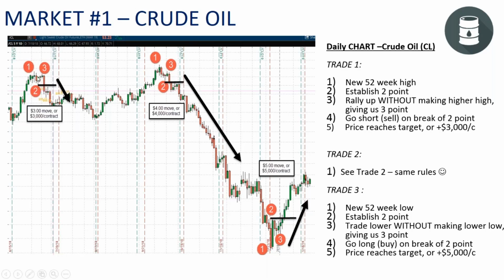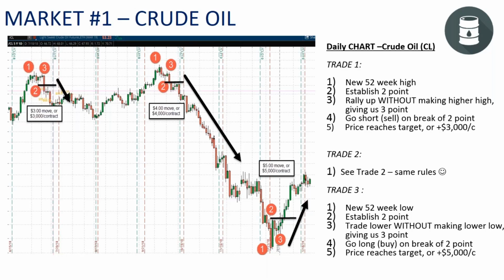This high is greater than that high, giving us a new number 1 point. 1, 2, 3. We also have a trend line break. And let me mention that this time of the year got my mouth watering. Why?